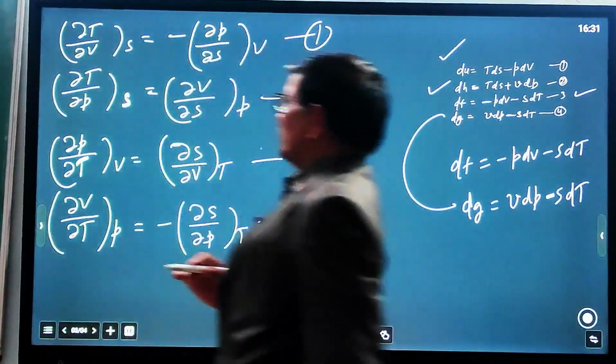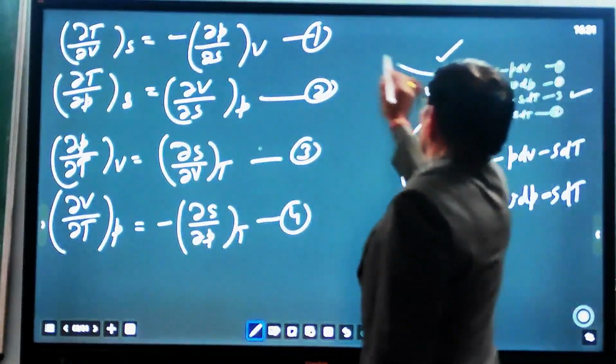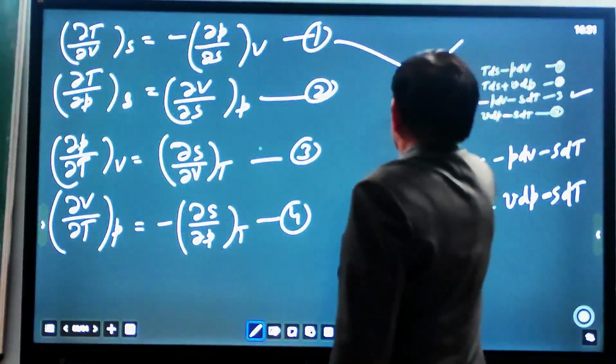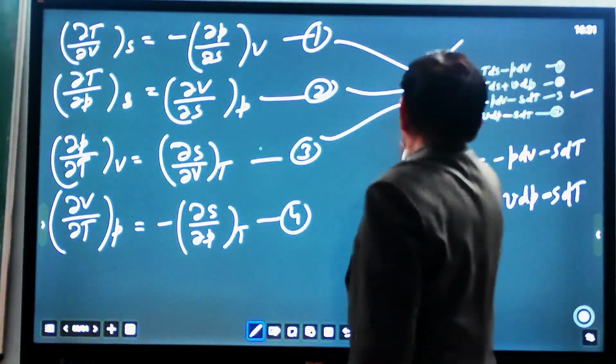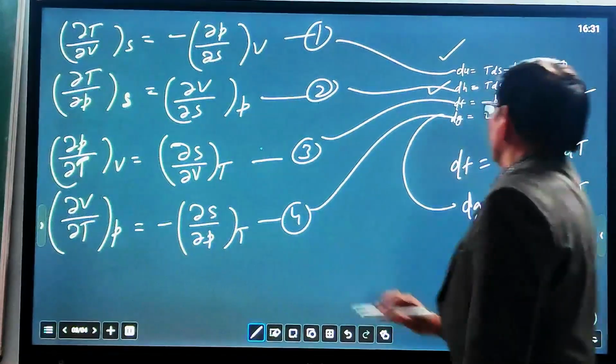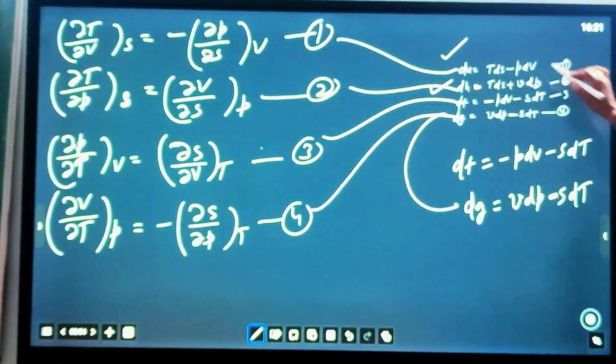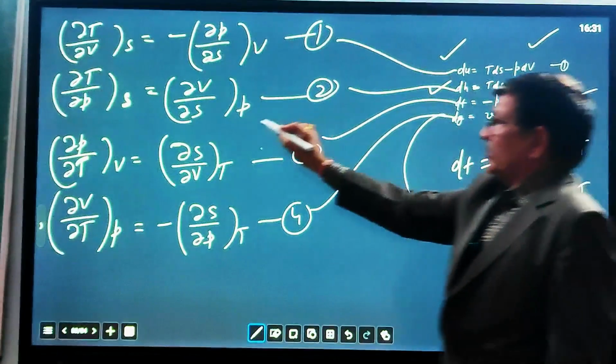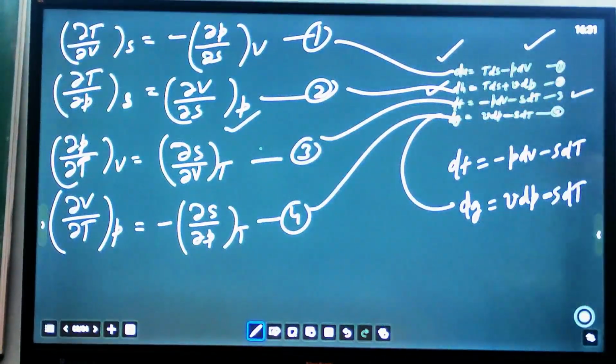So these are all four Maxwell relations. This relation corresponds to this one, this relation corresponds to this one, and so on. So these are the linear equations, and these are the corresponding differential equations in Maxwell form.